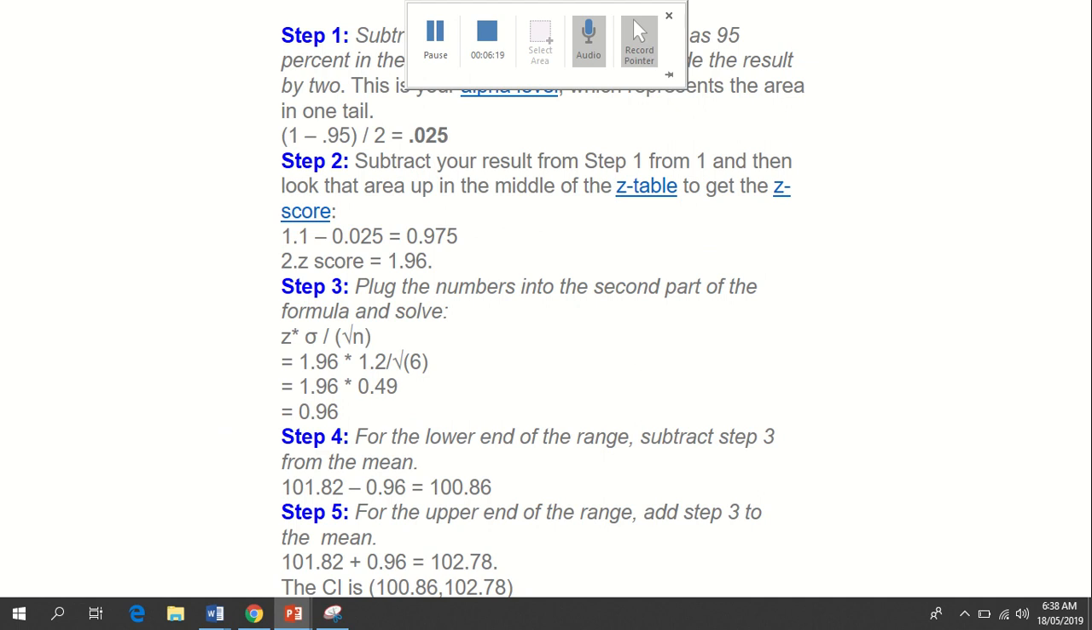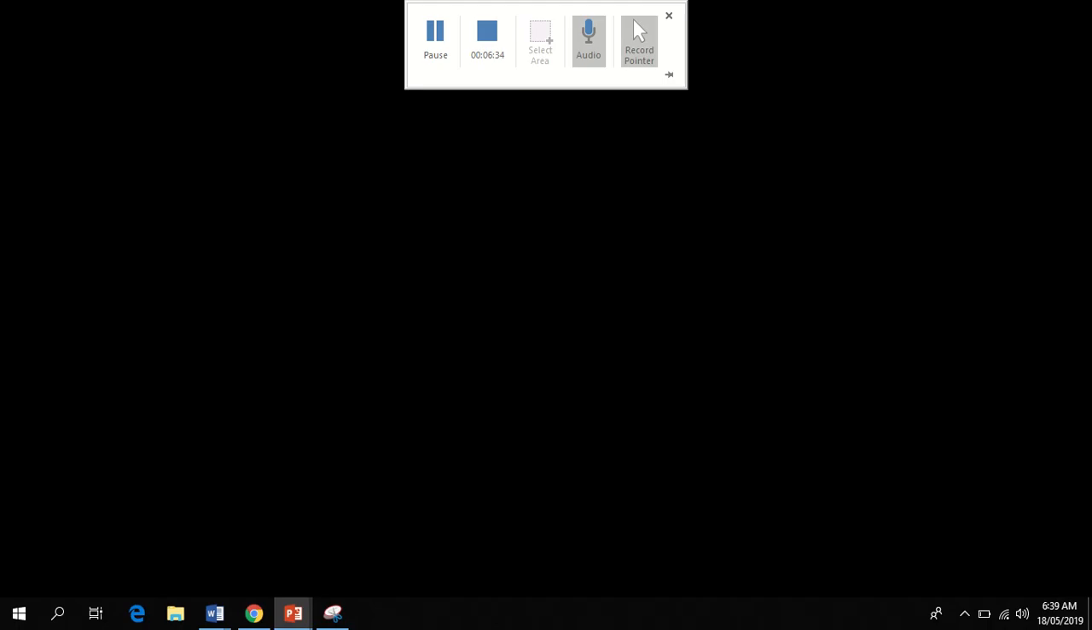Whatever the confidence interval is, if it's for 95%, then that means that 95% of the time my true population mean will lie within that confidence interval. You can go through these steps again and you will understand it, hopefully.